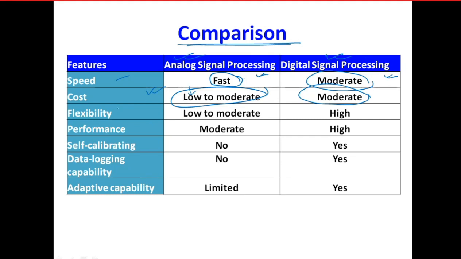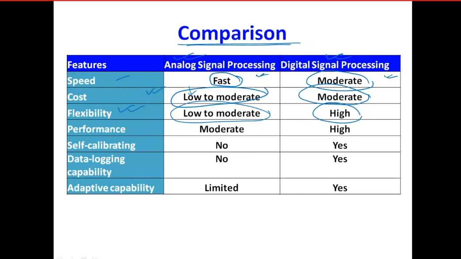Then comes flexibility. It is low to moderate for analog signal processing. However, digital signal processing systems are quite flexible. Today you implement a particular algorithm, tomorrow you can reprogram the system, and you can have another program implemented within the same processor.